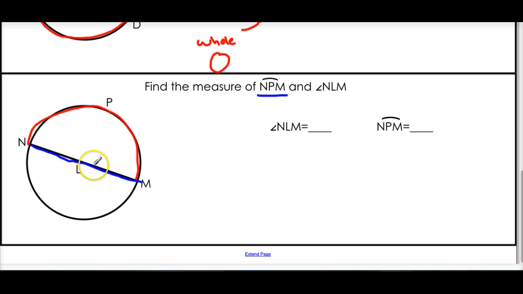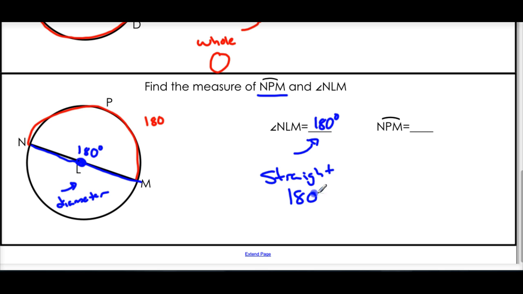You'll see that this central angle formed, L is our center. This is a straight line. So we know that this is a diameter. This diameter is straight, and it's 180 degrees, because it's a straight line. Well, if my angle is 180 degrees, what is my arc? It will also be 180 degrees. A straight line is always 180. My central angle is 180, and the arc, therefore, has to be also 180.